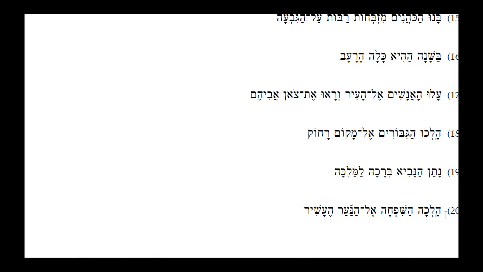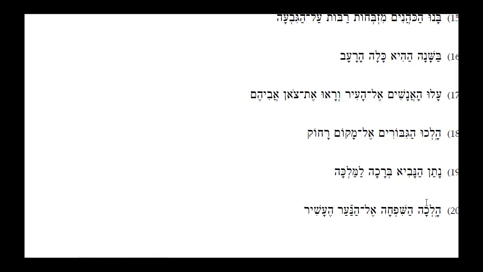Number 20, halcha hashifcha el hana'ar he'ashir. Halcha hashifcha el hana'ar he'ashir. The female slave, she went to the rich young lad or rich young man.